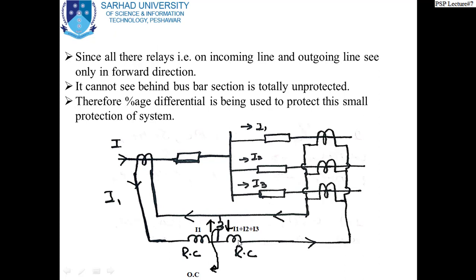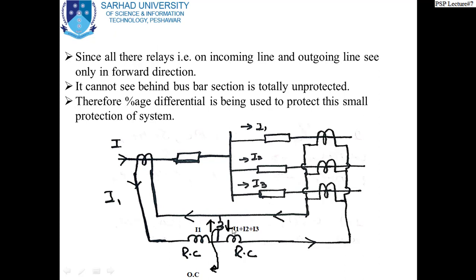Okay. Now this is the output of the incoming CT, I, and these are the outputs of the outgoing CTs. This current is not one current, it is a number of currents, I1 plus I2 plus I3, shown in this particular figure. And this is your operating coil. OC means operating coil and RC means restraining coil. RC stands for restraining coil, OC stands for operating coil.